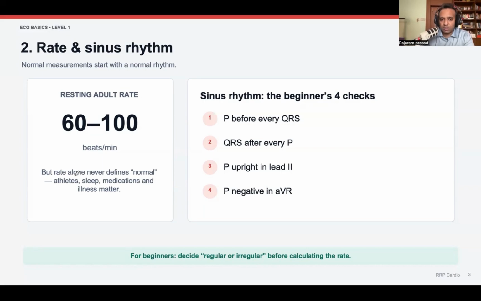When do you say sinus rhythm? There is a P before every QRS, and every QRS is followed by a P. Then P is upright in lead 2 as well as negative in AVR. For beginners, decide regular or irregular before calculating the rate because it's important. Whether it looks regular or not, you can take a strip of paper and you can see whether RR is regular or not. That's also a very useful thing to do.